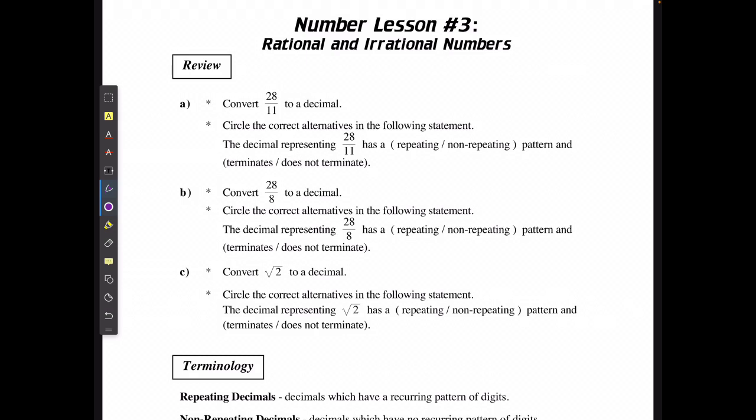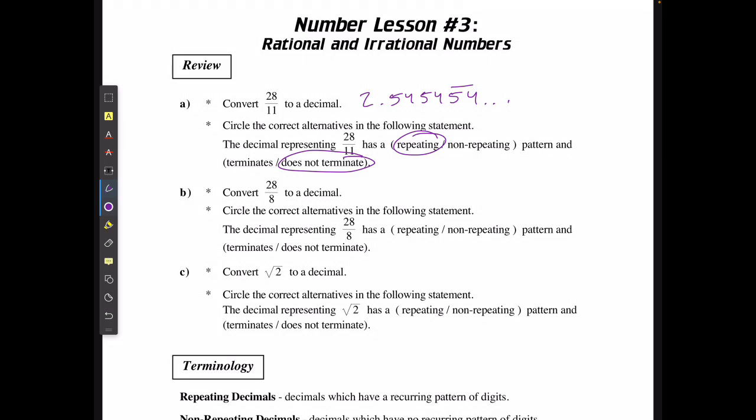For this lesson, we're going to look at distinguishing between rational and irrational numbers. So for the first one, if we plug 28 over 11 into our calculator to turn it into a decimal, we find that we get 2.5454554, and we know that it's just going to keep repeating on and on forever. So the decimal that represents 28 over 11 has a repeating pattern, and it does not terminate. It's going on and on forever, like I said.